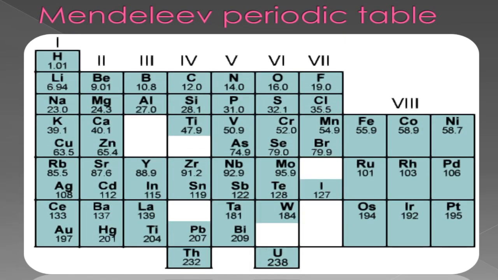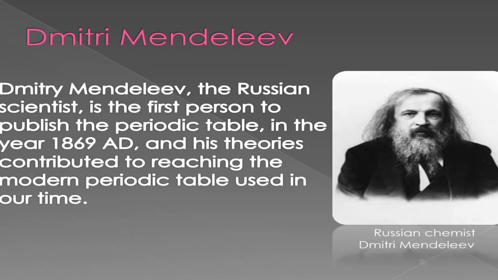This is the Mendeleev periodic table, which has many gaps for the elements that he thought were not yet discovered. Dmitry Mendeleev, the Russian scientist, is the first person to publish the periodic table, in the year 1869, and his theories contributed to reaching the modern periodic table used in our time.